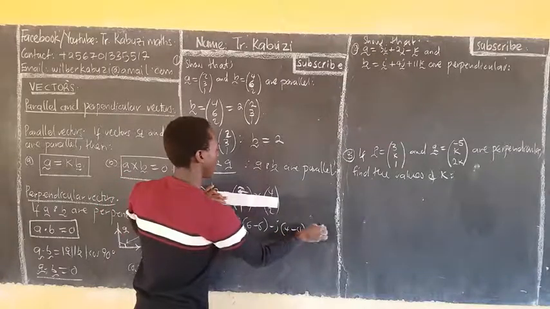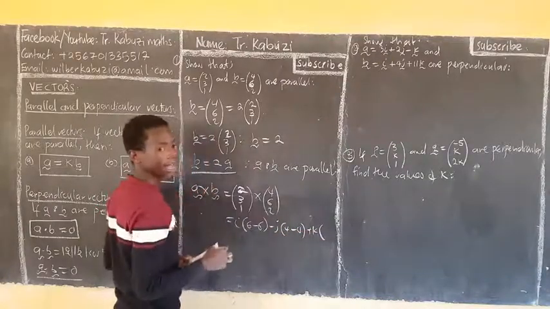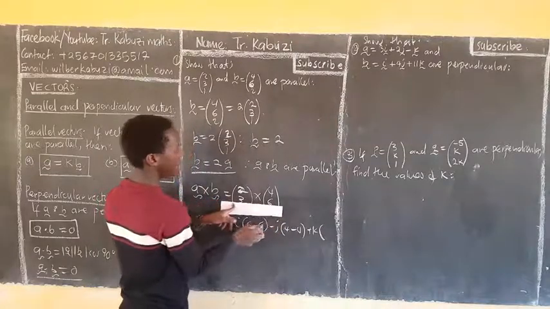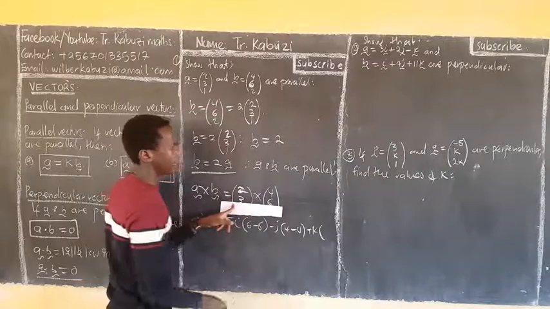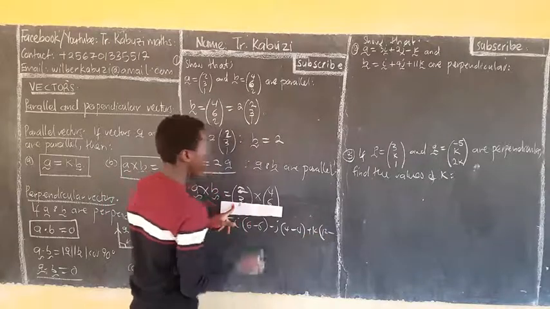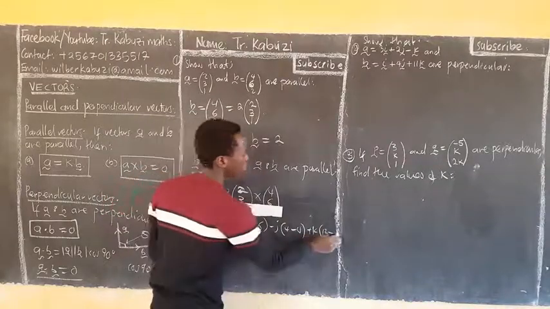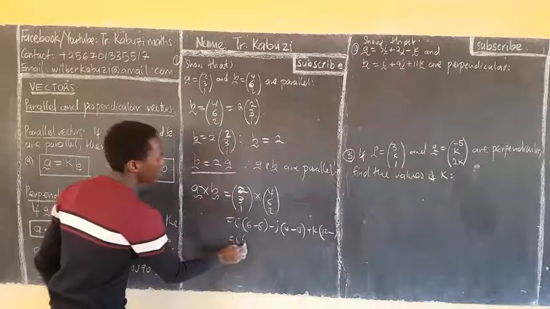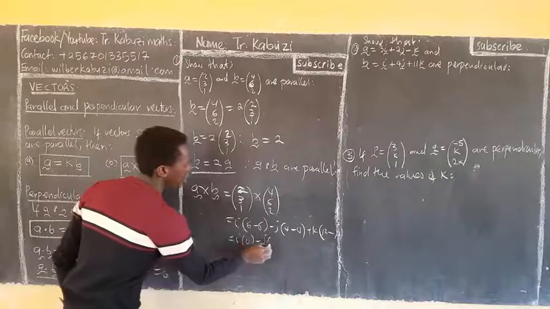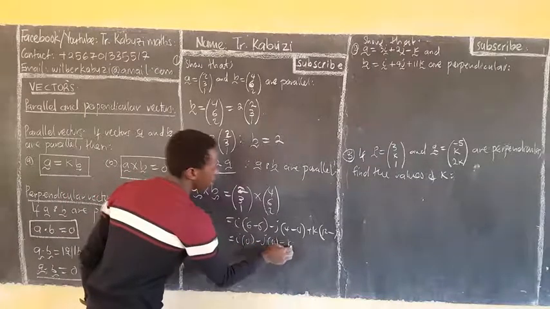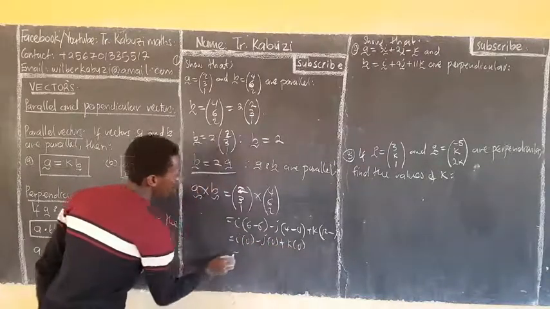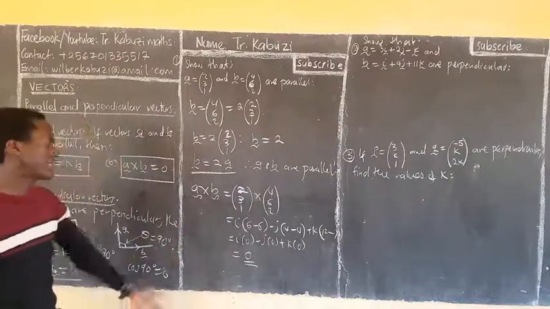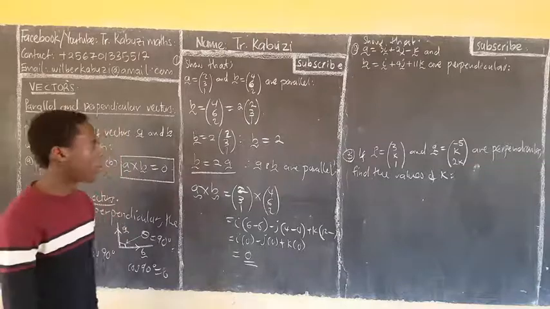Then plus K, which is always in the third row. I cover it. So I have 2 times 6, which is 12, minus 4 times 3, which is also 12. So now here we get I times 0, minus J times 0, plus K times 0. So we get a 0 vector. So when you cross two parallel vectors, their cross product is 0.